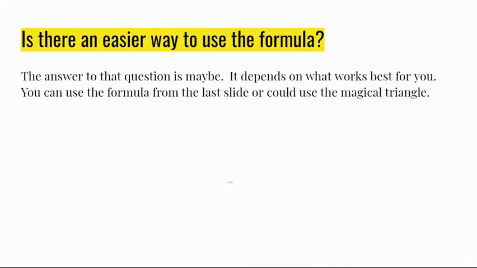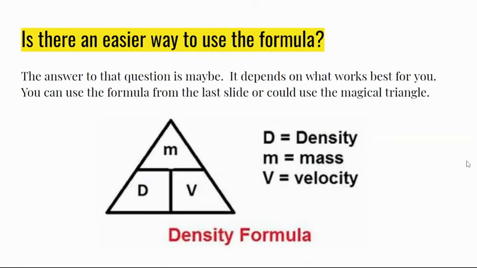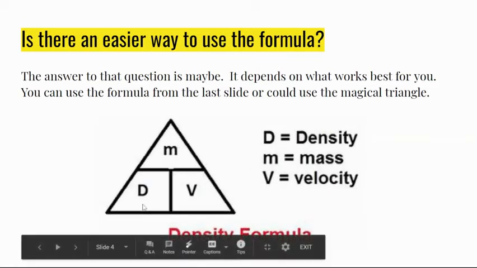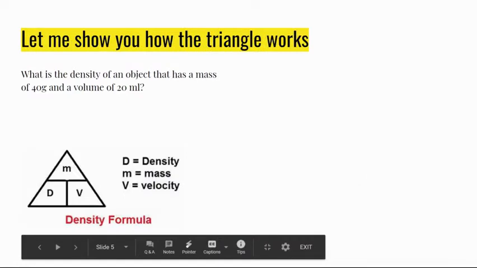Is there an easier way to use a formula? Well, that's a good question. And the answer to that is, well, maybe. It depends on what works best for you. You can use the formula from the last slide, or you could use what I call the magical triangle. And here is the magical triangle. If we put our variables, density, mass, and volume in this triangle, we can easily solve the unknown variables by covering up what we don't know. So let me show you what I mean by that.